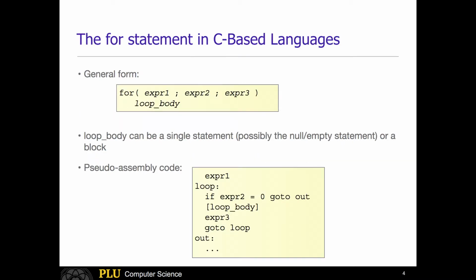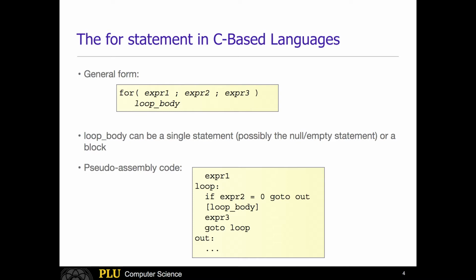We're used to the for statement in C-based languages, where you have the for and then the expression, semicolon, expression, semicolon, expression, and the loop body. The loop body can be a single statement, or it can be multiple statements, or sometimes it can be empty. That is, all the work is actually being done in the for statement itself.